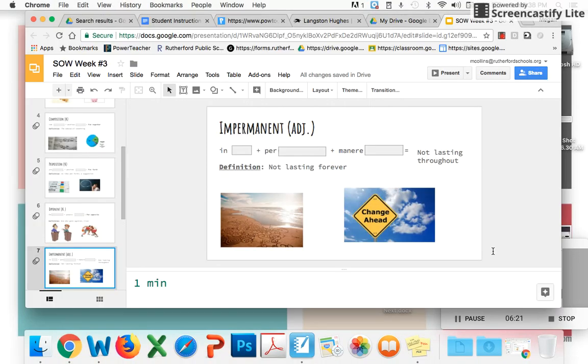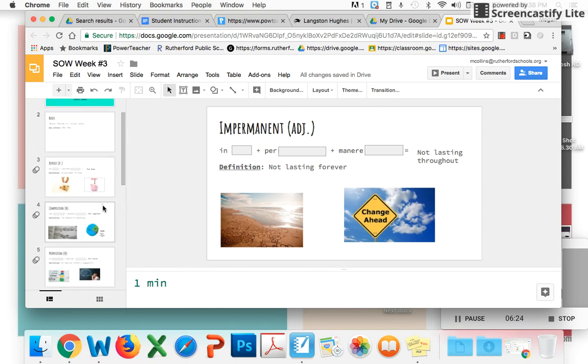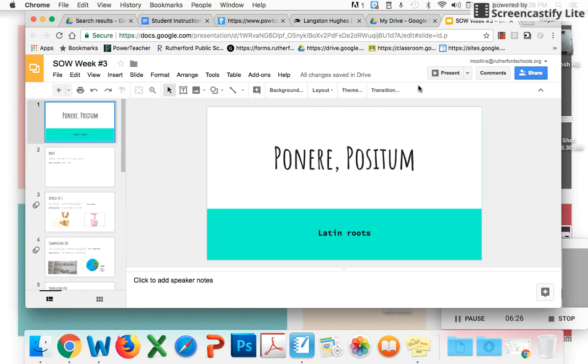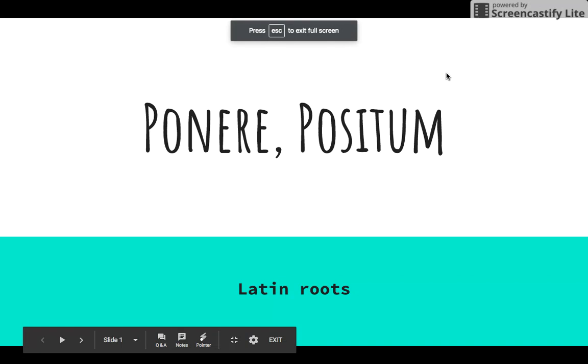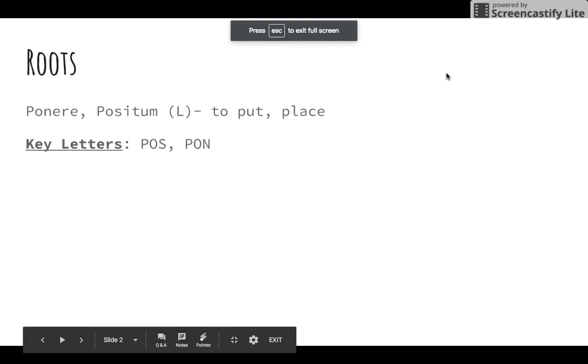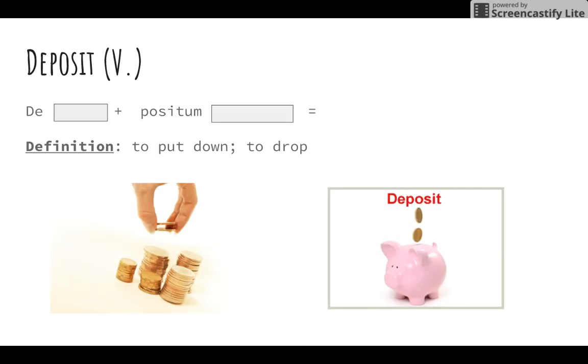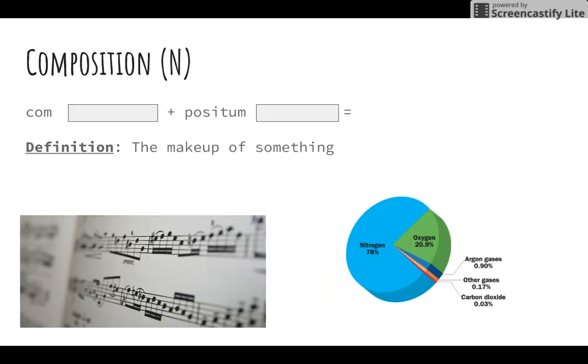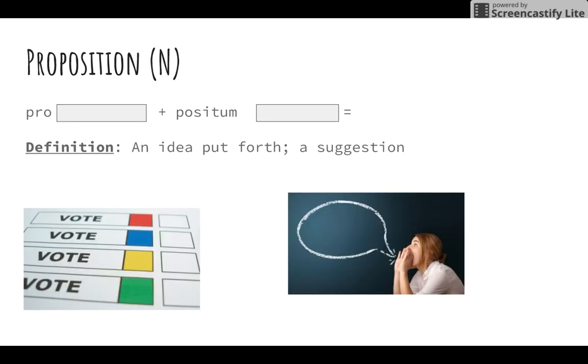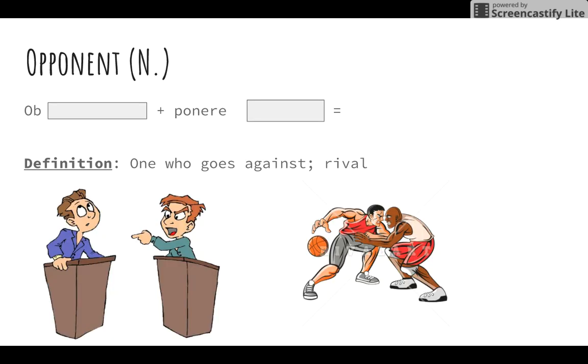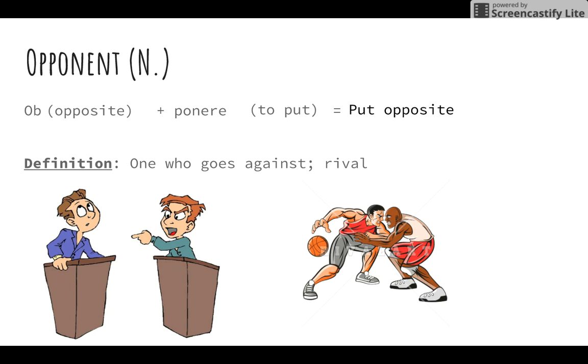Okay, and actually that's the last one for today. We are just looking at the roots Ponere Positum. So just a quick recap. Ponere Positum means to put or to place. And the words that we're focusing on are deposit, so to put down. Composition, which is the makeup of something or something that's all put together. Proposition, which is an idea that we're putting forward. And then opponent, the last one, and that would be the person who's put opposite, or a rival.